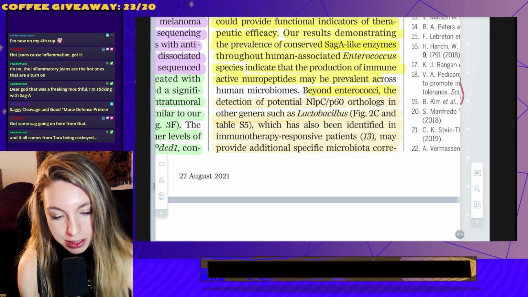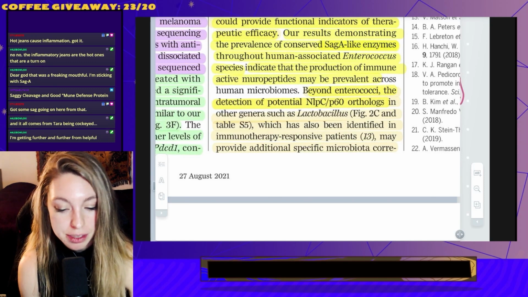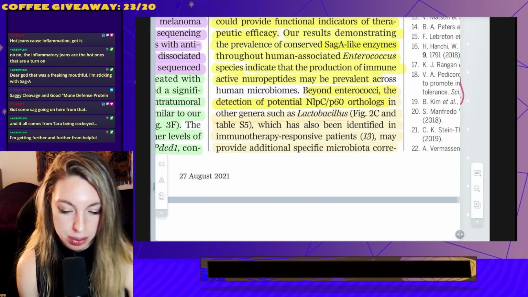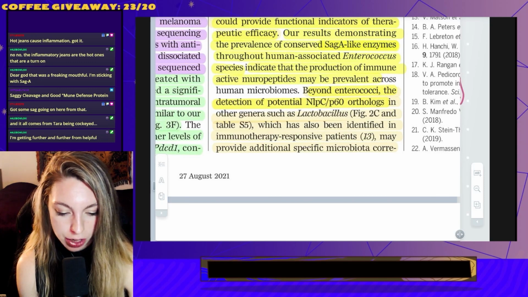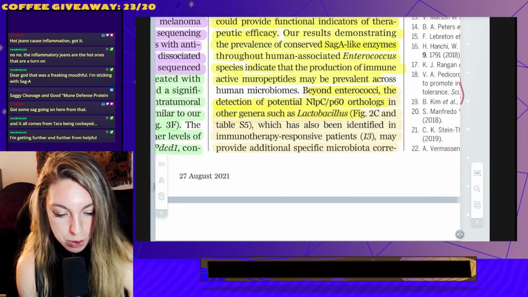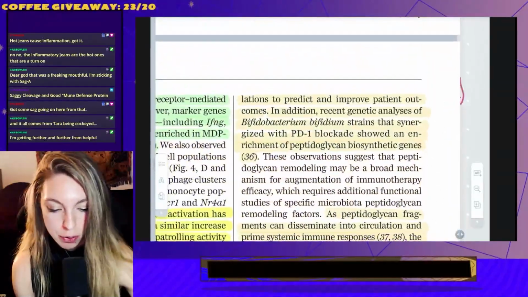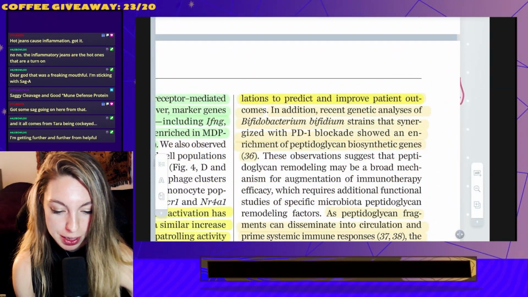Beyond enterococci, the detection of potential NLPC P60 orthologs, so proteins, or basically genes, that are similar in other genera of bacteria like lactobacillus, which have also been identified in immunotherapy responsive patients, may provide additional specific microbiota correlations to predict and improve patient outcomes.